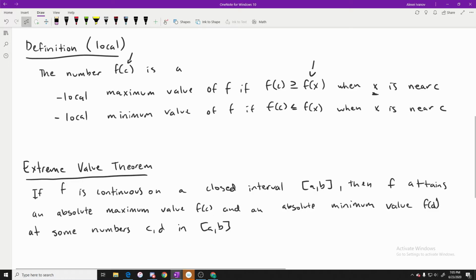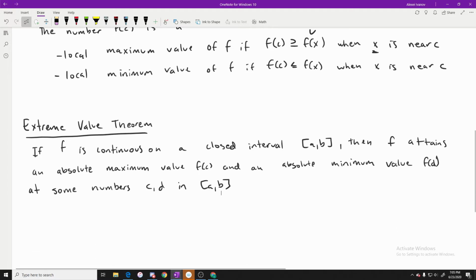And the theorem is pretty intuitive. I'll show you graphically why it makes sense. But the theorem goes like this: if f is continuous on a closed interval a to b, then f attains an absolute maximum value, f of c, and an absolute minimum value, f of d, at some numbers c and d that are in this interval.